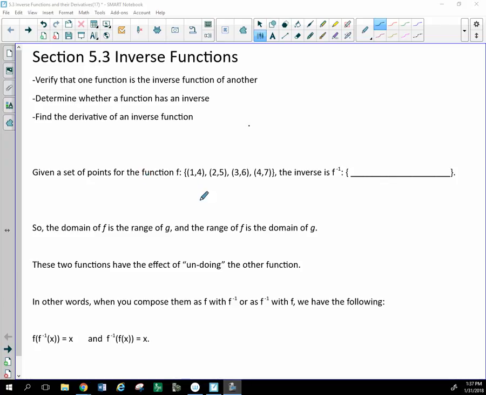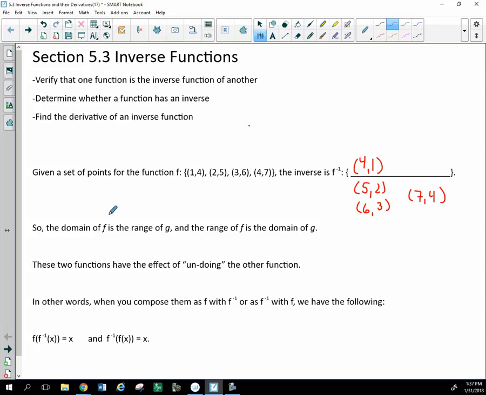So you're given this set of points and you want to find the inverse of all of those points. So if you could pause the video and try those, and then we will go over them. So now that you've had a chance to go over these, your inverse points should be 4, 1 would be the first one there. The second one would be 5, 2. I'm just switching the x and y places. Then 6, 3, and the final one would be 7, 4. So that is the inverse of those guys.